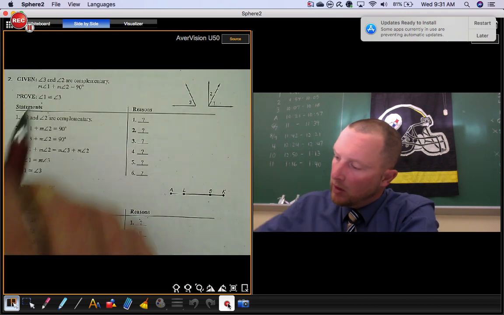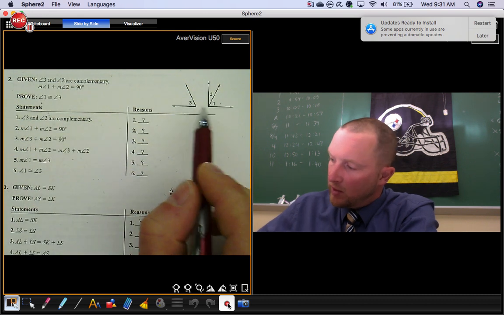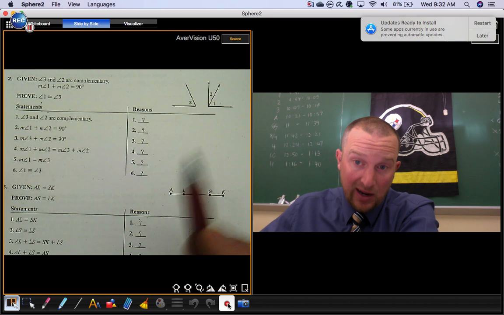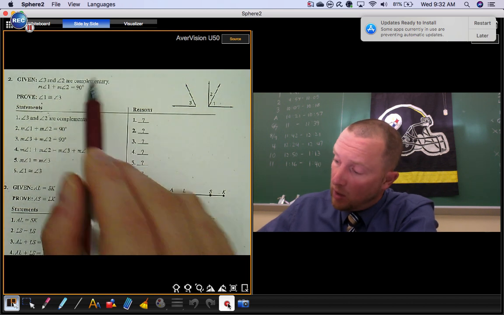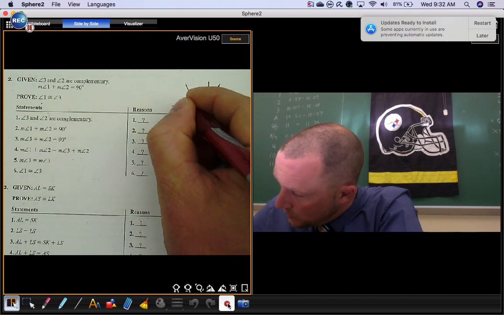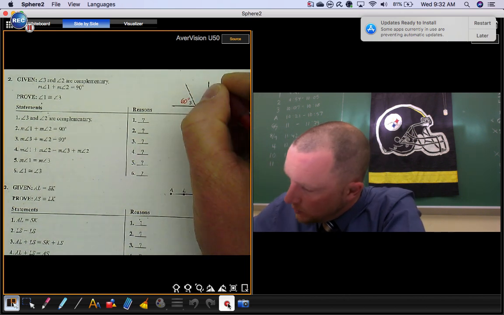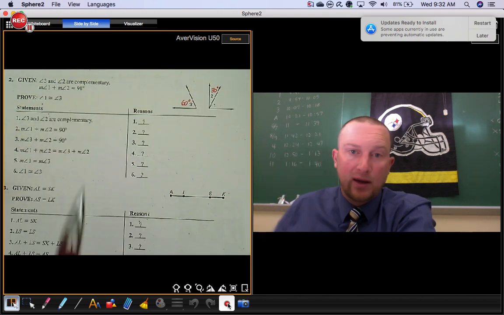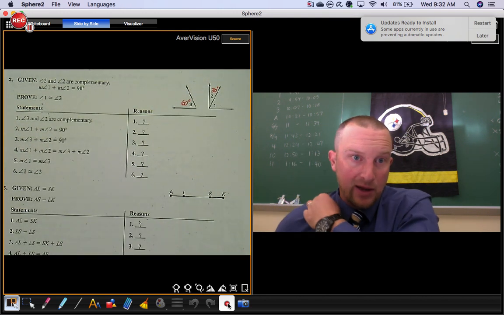Here's number 2. Angle 3 and angle 2 are complementary angles. Alright, so I'm just going to make up some numbers here because I want to make sure that I believe that this is true. I know that complementary means they add to 90. So I'm just making up some numbers. Let's say that angle 3 is 60 degrees. That would leave 30 degrees for angle 2. Again, I need them to add up to 90. I'm allowed to use that.